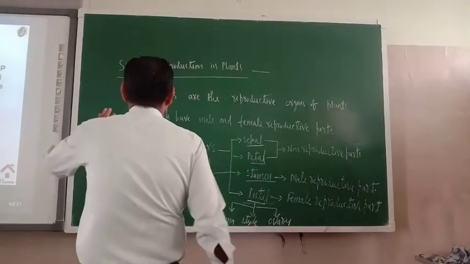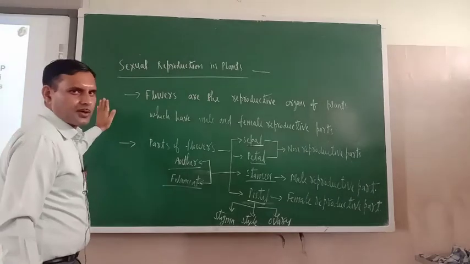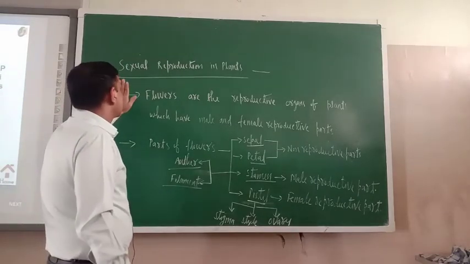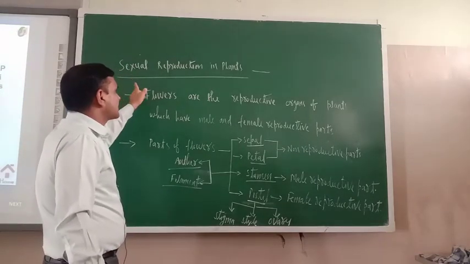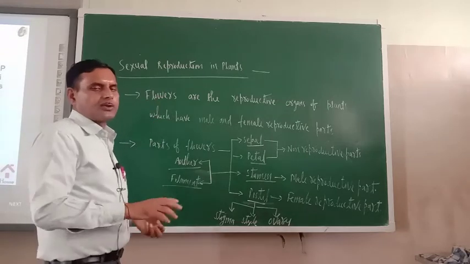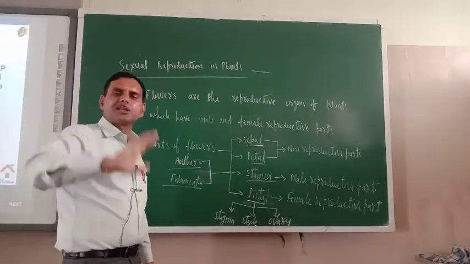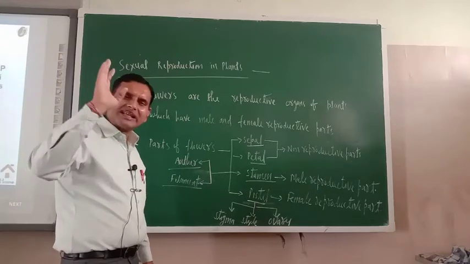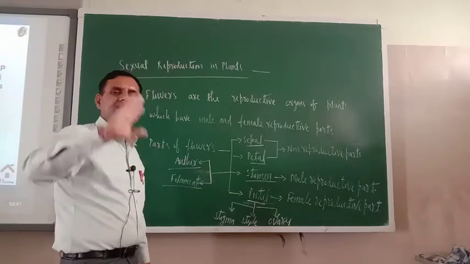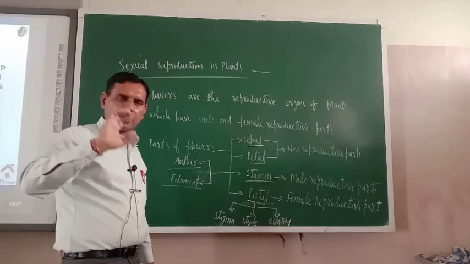So yesterday I completed asexual reproduction. Today it is the turn to teach you sexual reproduction. So what are the characteristics of sexual reproduction? Sexual reproduction is the reproduction in which sexual parts of the flowers are involved in the reproduction.